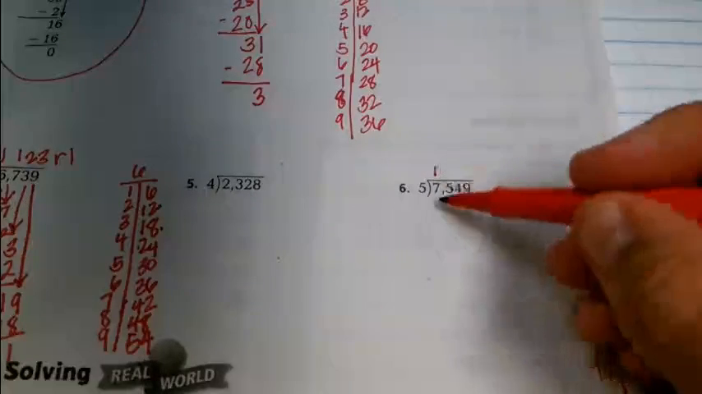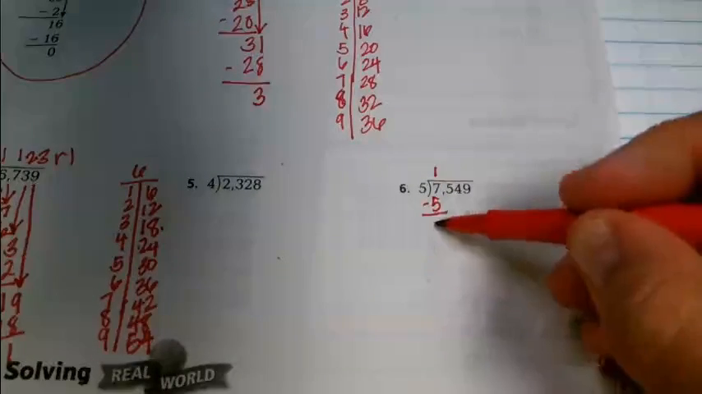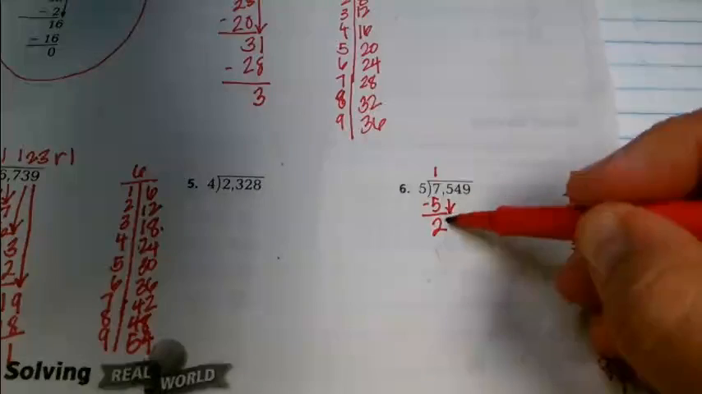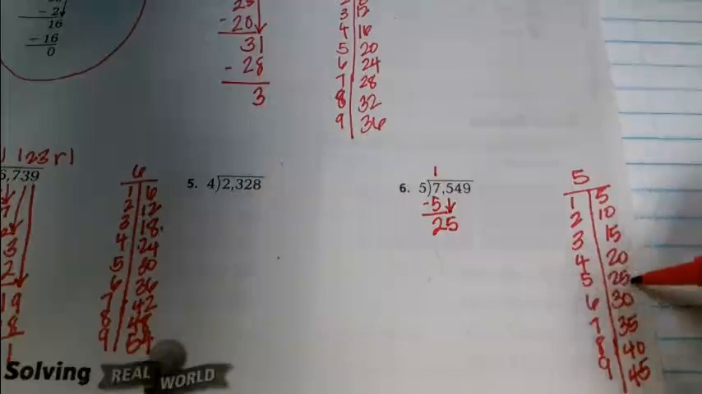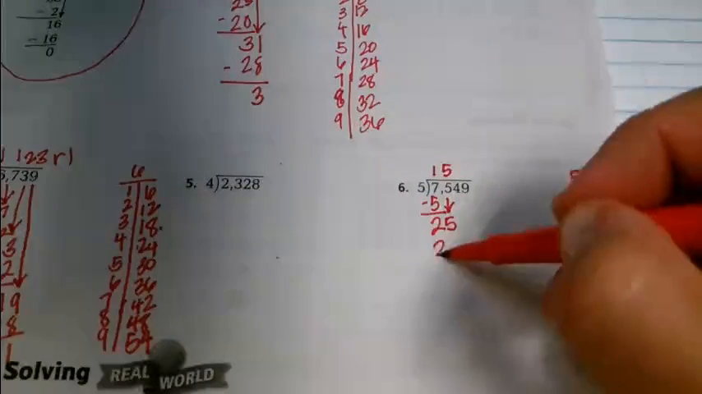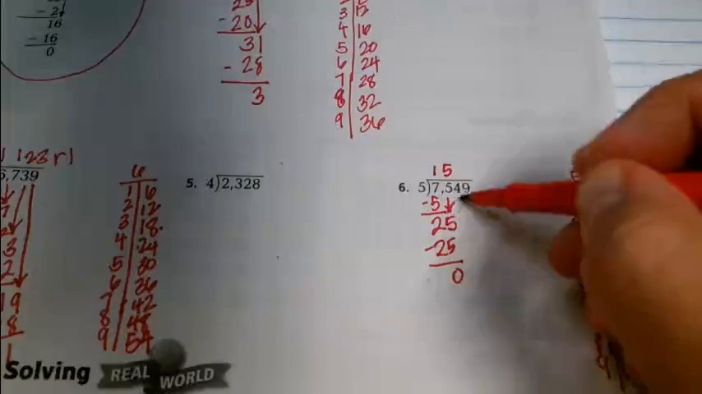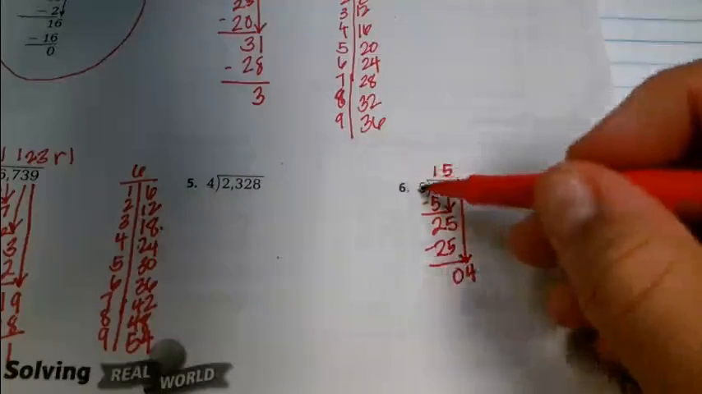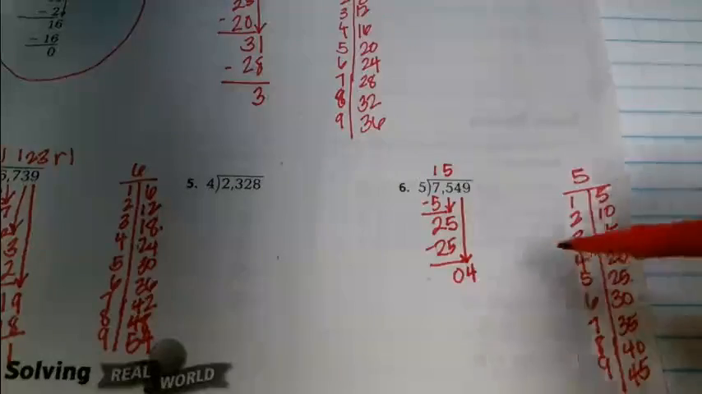So 5 times 1 is 5. I subtract it from the 7. That gives me 2. I bring down the 5. 5 times 5 is 25. I get 0. I bring down the 4. 5 will not go into 4. 4 is less than 5.